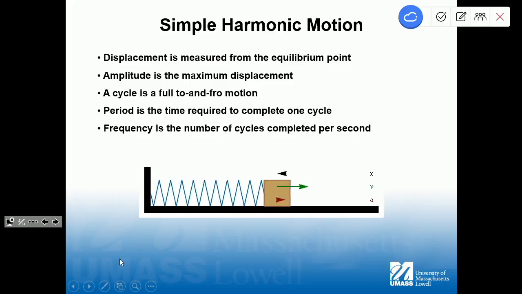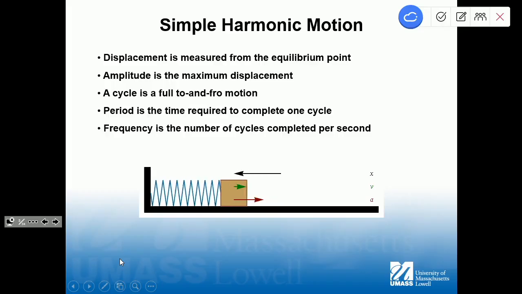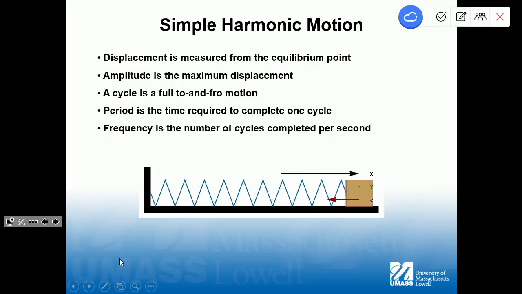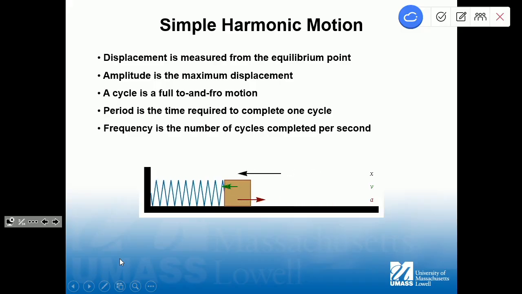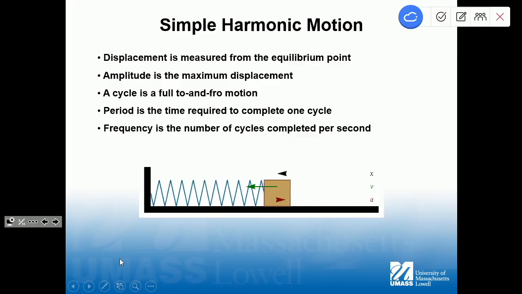If there's no force on it at the middle, it's going to keep moving, right? That's inertia. So it overshoots the equilibrium position, right? And as it overshoots, it starts compressing the spring, right? So the spring starts pushing it back to equilibrium, so it slows down, right? And then the same process occurs.